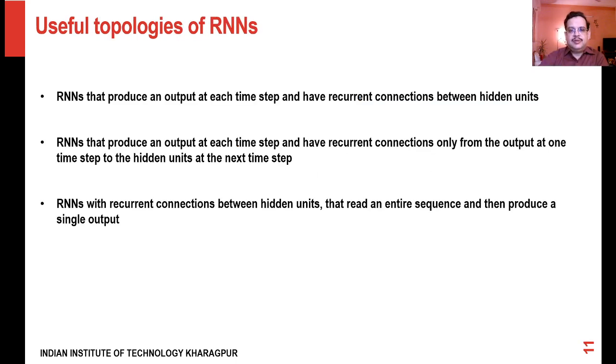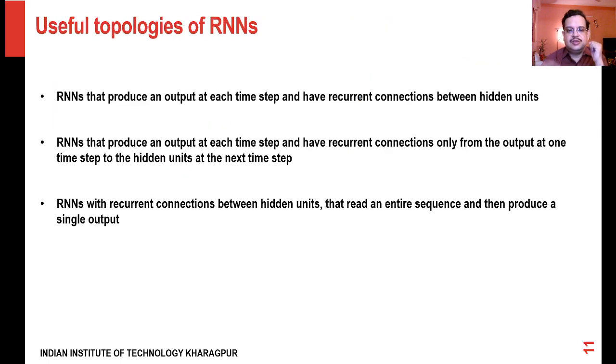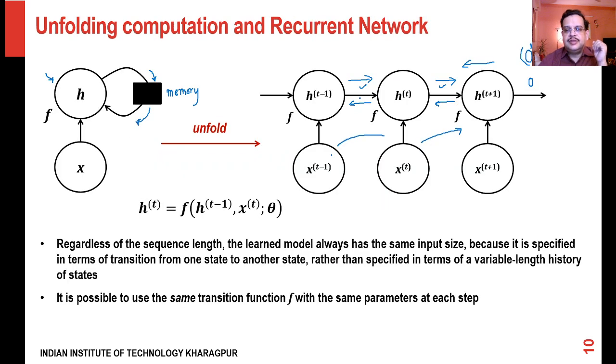There are some useful topologies of RNNs depending on how you organize this. This is one of the structures that we saw just now. There are other structures as well. For example, RNNs can produce an output at each time step and have recurrent connections between hidden units. In this case, that would mean, let me clear this up.